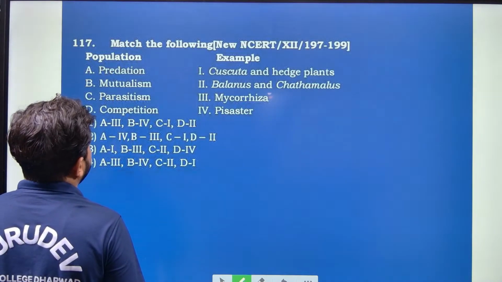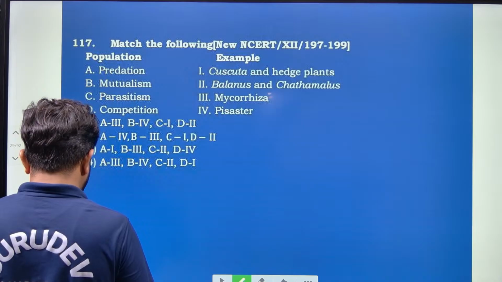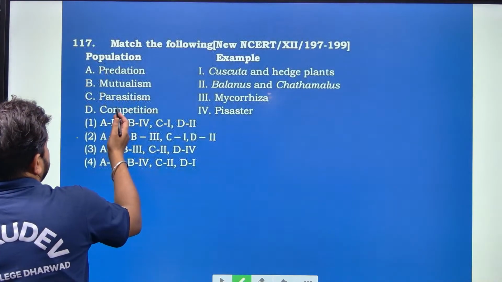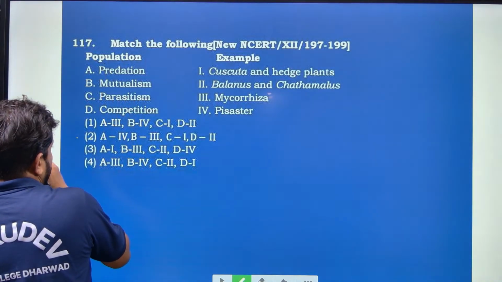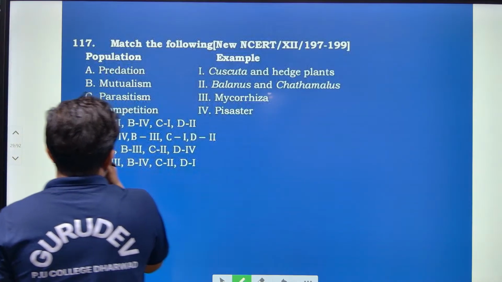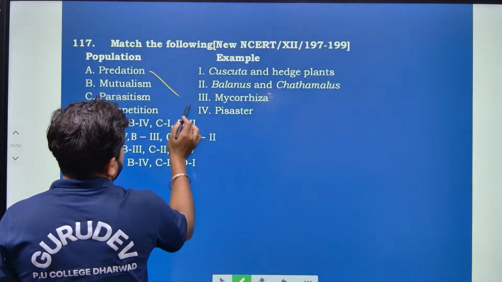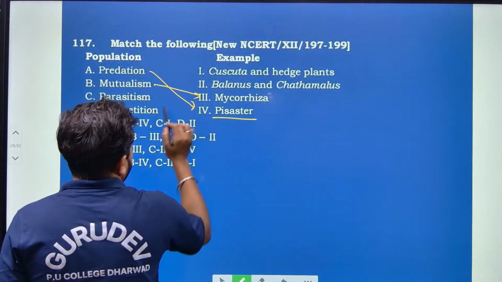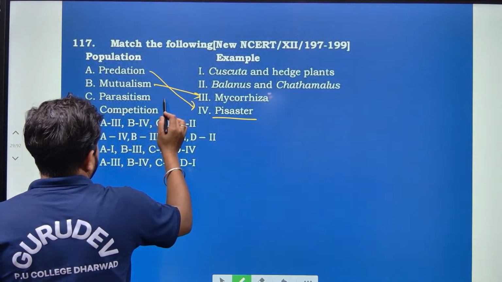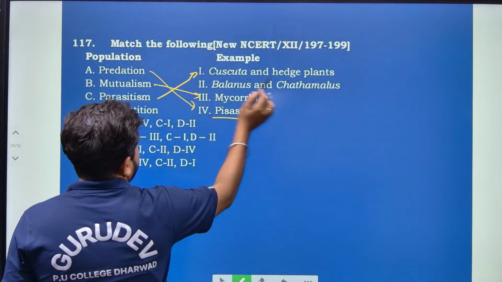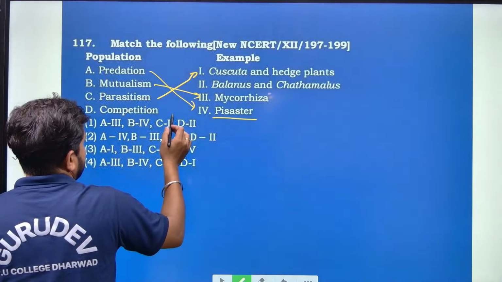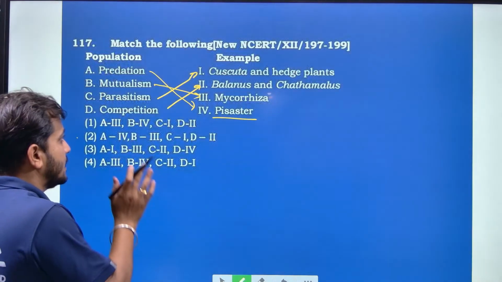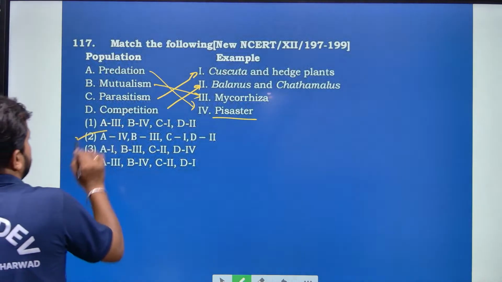Then match the following again, right? Population interactions have been given, and based on that we have to find the examples: predation, mutualism, parasitism and competition. Predation is related to pests, right? Mutualism is related to mycorrhiza, and parasitism is related to Cuscuta and the hedge plant, right? Then competition is related to Balanus and Chthamalus, right? So here, according to this, option 2 is correct.